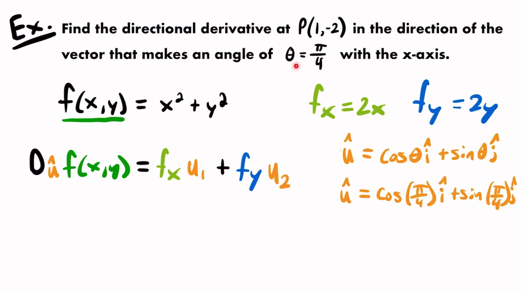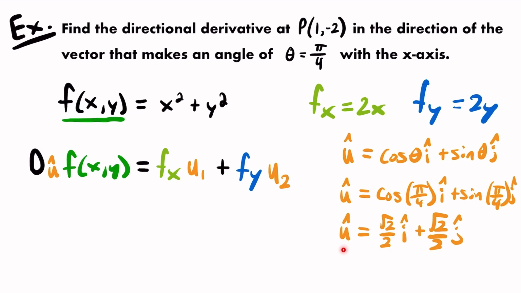Okay, our angle of theta is pi divided by 4. That is the angle that the vector makes with the x-axis, specifically the vector that has the direction for which we want to find this directional derivative, and so we can use that angle to find our unit vector. And so simplifying here, cosine of pi divided by 4 is the square root of 2 divided by 2, as is sine of pi divided by 4. So altogether, we get that the unit vector is equal to the square root of 2 divided by 2 times i plus the square root of 2 divided by 2 times j.